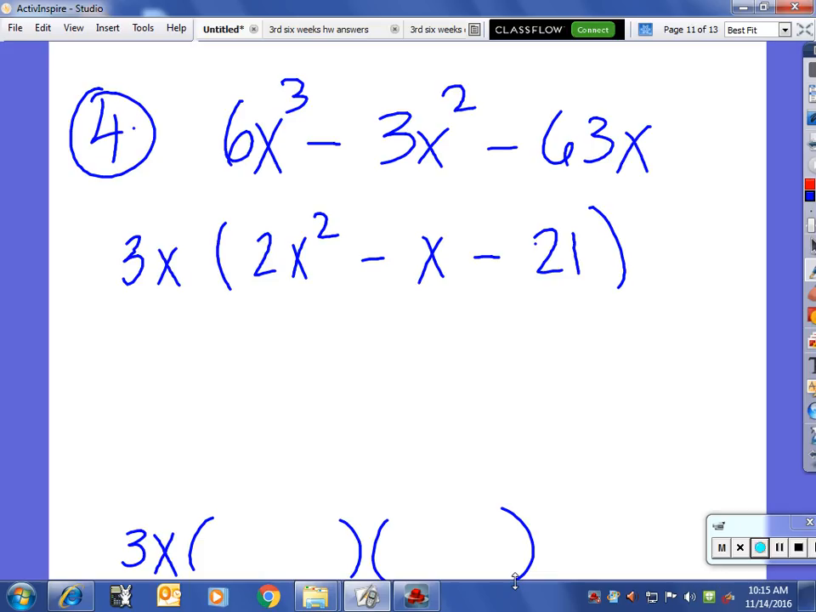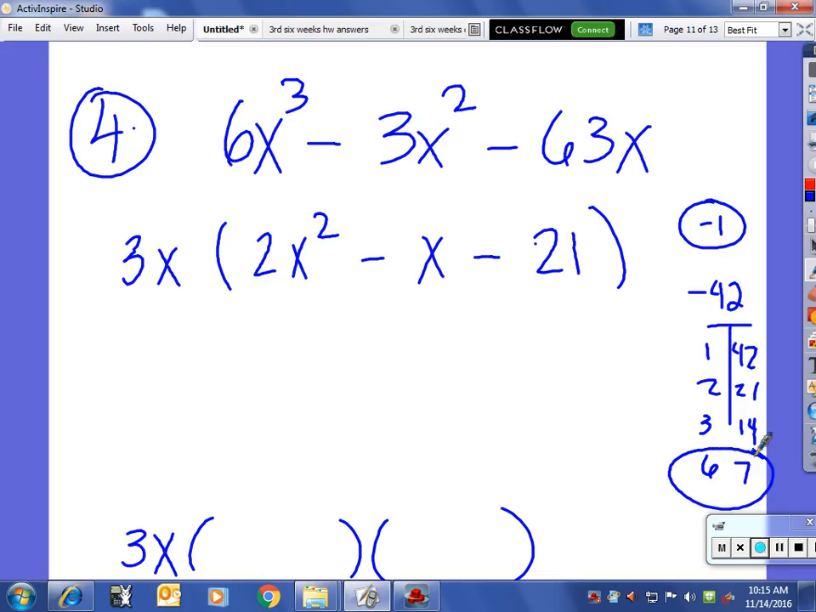Now this one I cannot do the shortcut on because the value of a is not a 1, it's a 2. What's 2 times negative 21? Negative 42, right? That means my signs are going to be different, and I need a negative 1 in the middle, so I got to add up to a negative 1. I've got 1 and 42, 2 and 21, 3 and 14. It looks like 6 and 7 is the winner. Now, which one has to be negative? The 7. You need them to add up to a positive 1. I'm sorry, you need them to add up to a negative 1. So the 6 had to be positive, the 7 had to be negative.